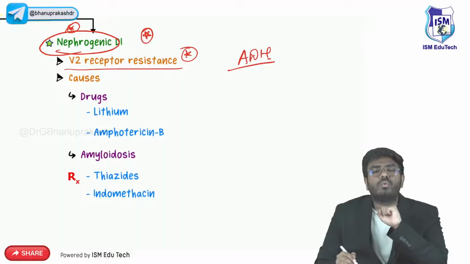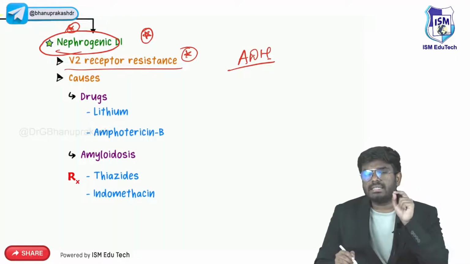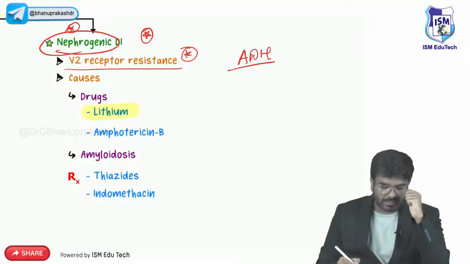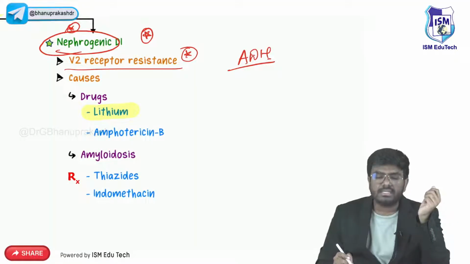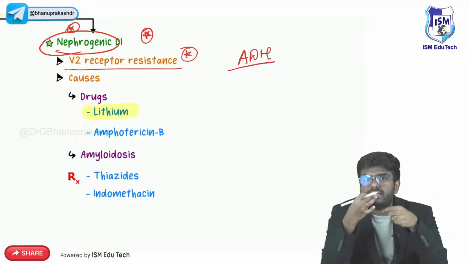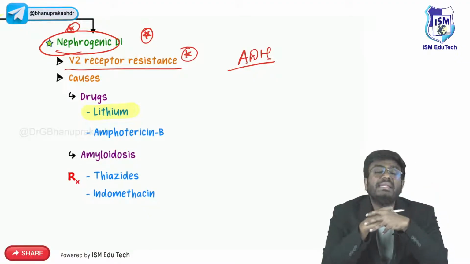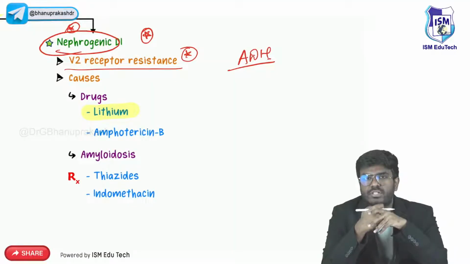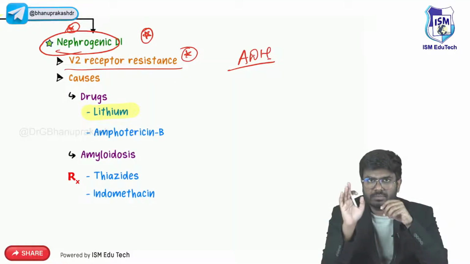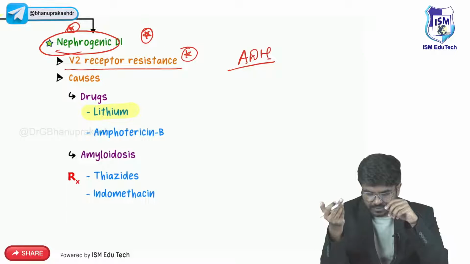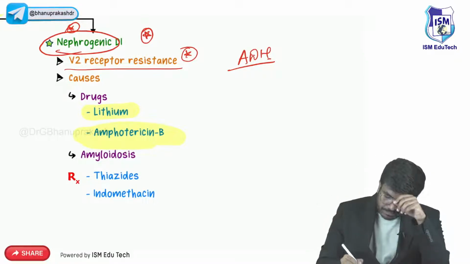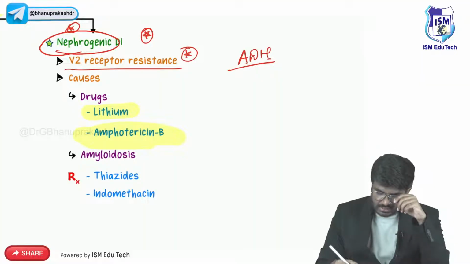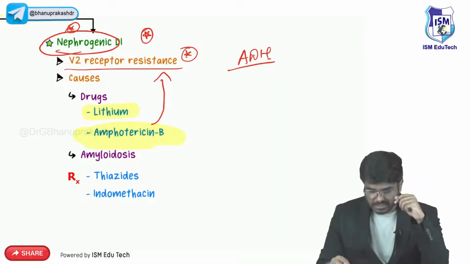Now they will ask you, taking which drug? There is this one antipsychotic drug called lithium, which is a mood stabilizer. It is used in bipolar disorder, schizophrenia. So if you take this lithium, the mood stabilizer, it can result in nephrogenic diabetes insipidus. It will cause damage to the V2 receptors, so the patient will have nephrogenic diabetes insipidus. And even drugs like amphotericin B can cause nephrogenic diabetes insipidus that will lead to V2 receptor resistance.